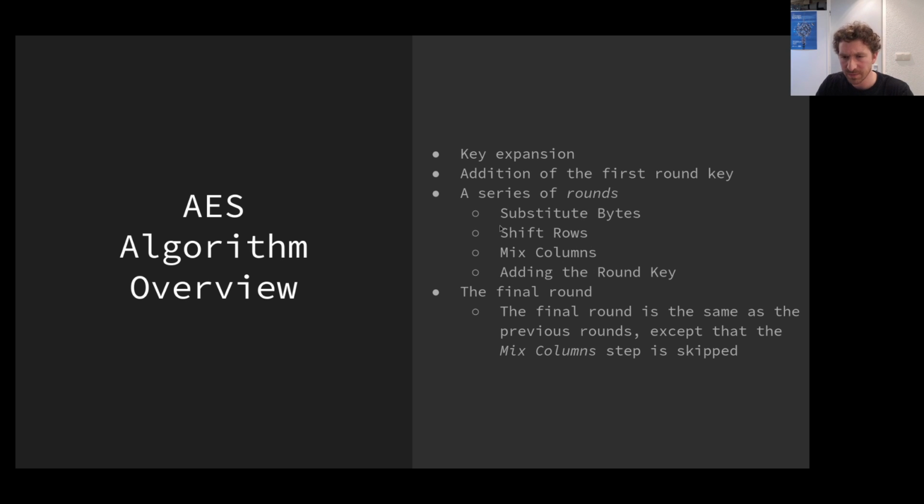10 times, 11 times. And then we have a final round, which is the same as all the previous rounds that we did, but we don't do the mix column step. Which is kind of interesting, but as it turns out, and you can read about the justifications, the mix column doesn't really make it more secure for that final step. So it's just omitted, right? Because it's computation you don't need to do. All right, so that's the high level overview. Let's look at each of those steps in some detail.